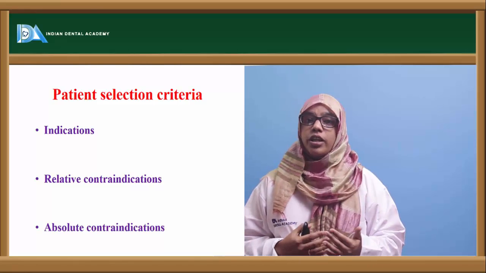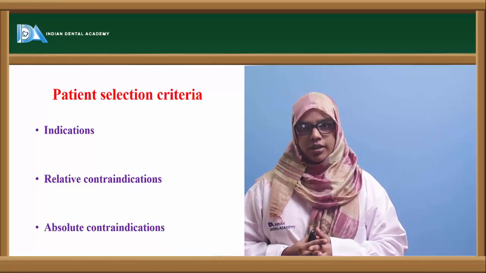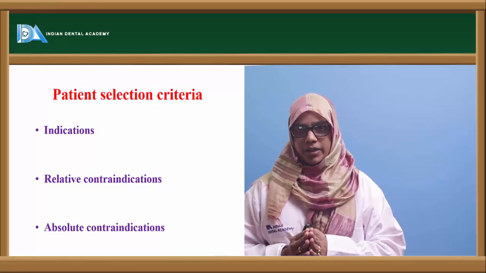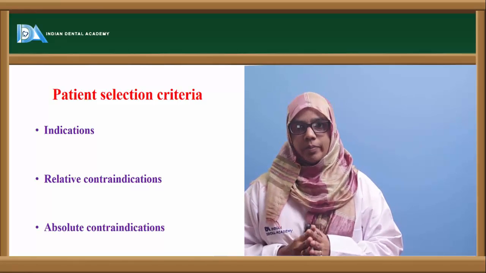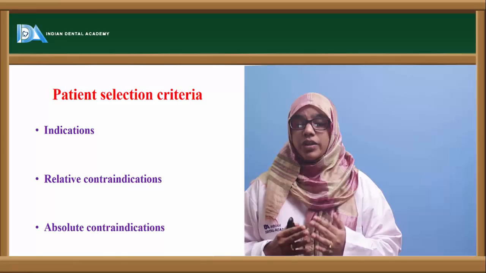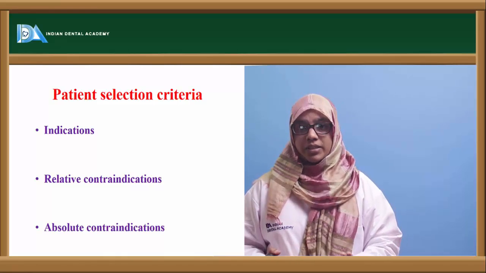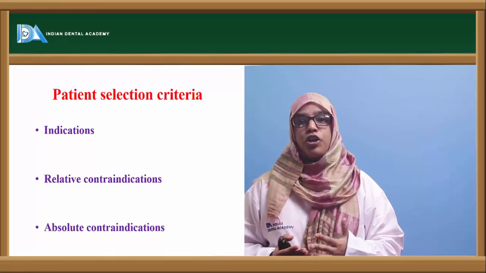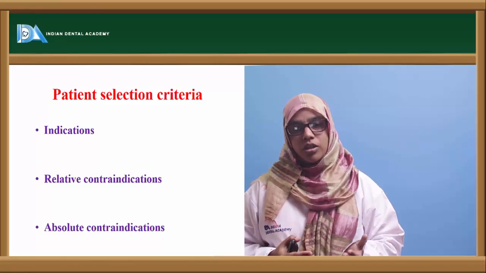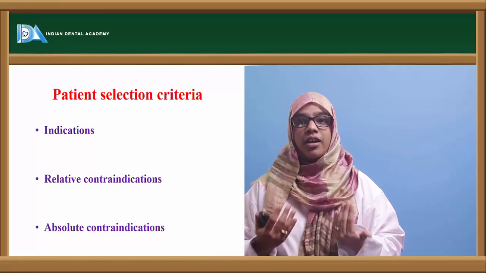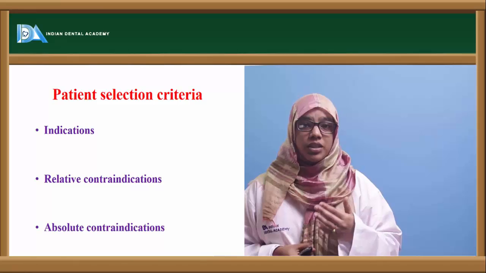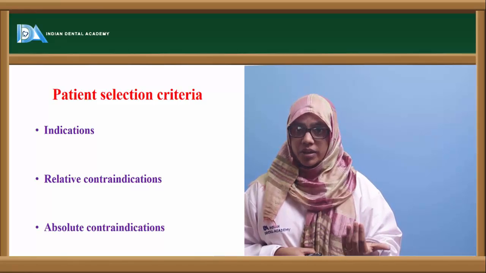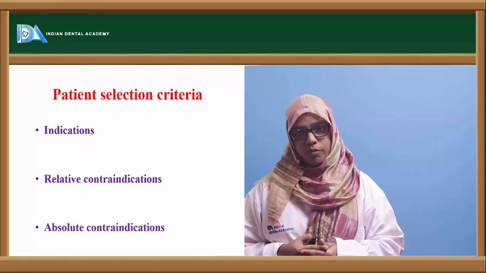Then let's move on to the patient selection criteria. What are the indications of implant placement? First is the edentulous span. Now, because of the advancement that has been taking place in the field of implantology, you could replace a single tooth as well as you could replace the entire upper and lower arch. Now, this depends upon the patient's medical condition and the density of the bone.